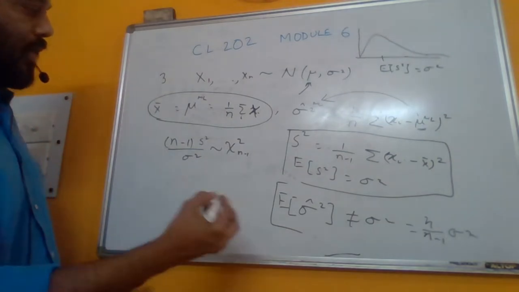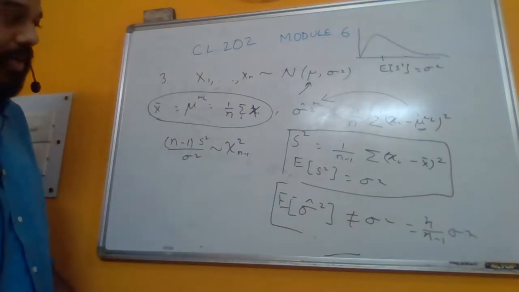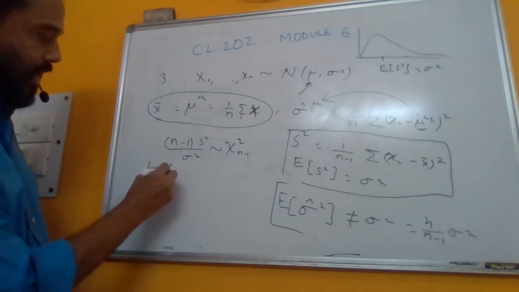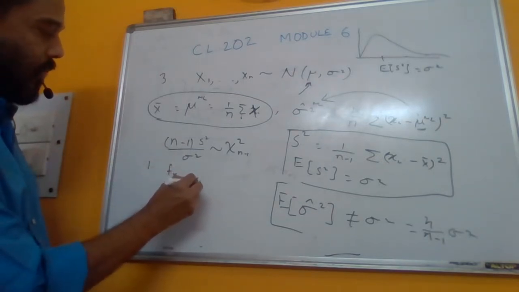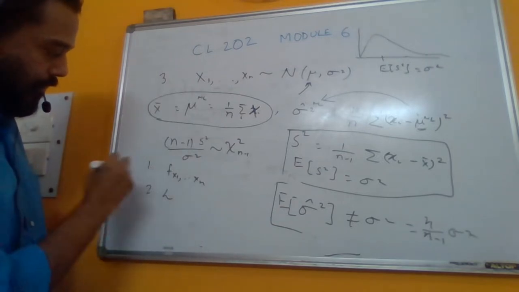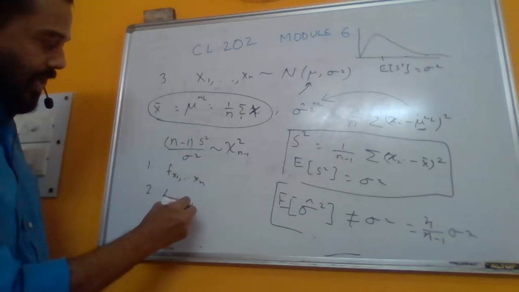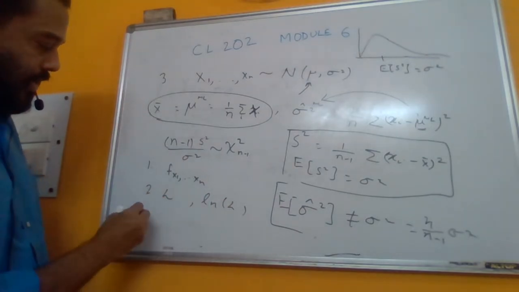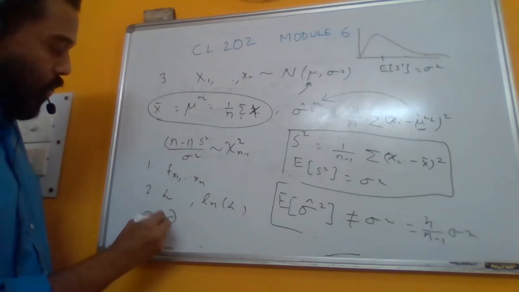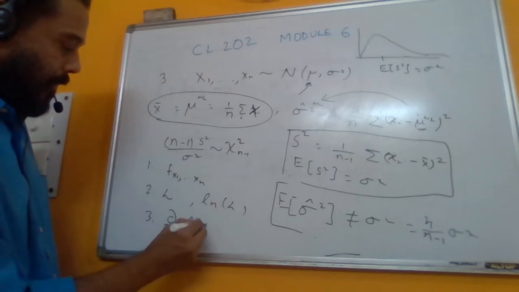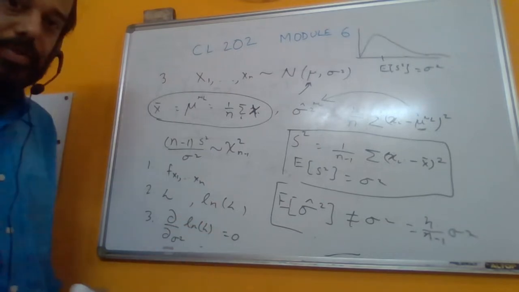So when you write down your likelihood function, again, you will do those three steps. Step one will be the joint density. Step two will be to find the likelihood function, and of course, the log of likelihood. And step three will be to find only del by del sigma square and equate it to zero.